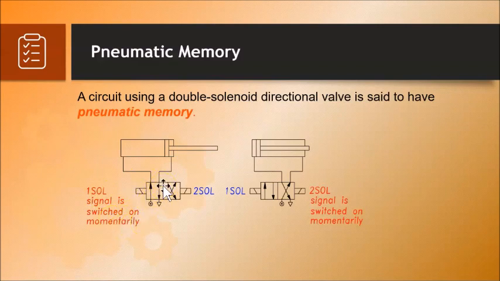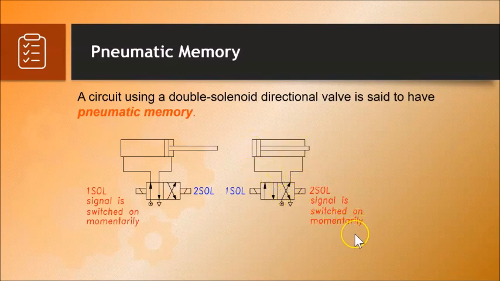Okay, so how do I make this cylinder retract? In order to make this cylinder retract, all you need to do is to apply the same concept by energizing the second solenoid momentarily, so that you activate this box over here and it will make the cylinder retract, as you can trace the air flow path here.